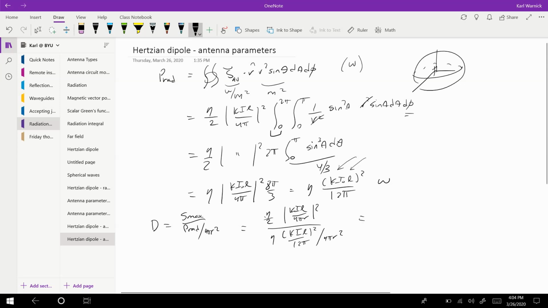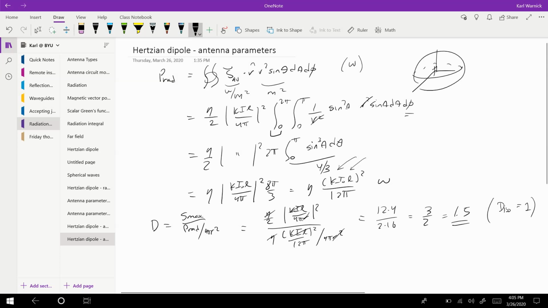A lot of things are going to cancel. The etas go out. The r's go out. The k I L squareds go out. And the pi's also go out, so we get 12 times 4 over 2 times 16, just combining all the constants, moving some things into the numerator. In the end, that reduces to 3/2 or 1.5. So that is the directivity of the Hertzian dipole. Again, that's a fairly low directivity. Incidentally, the directivity of an ideal isotropic antenna is 1, as can be easily shown from the definition.